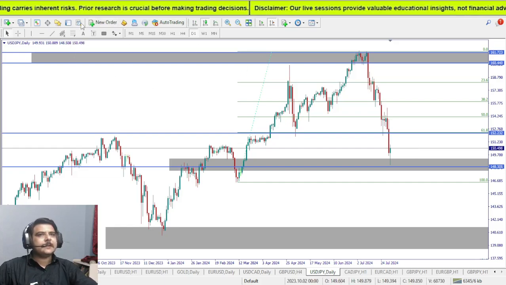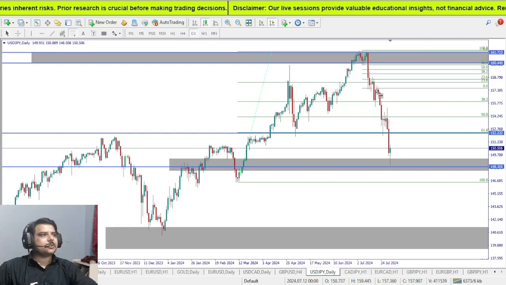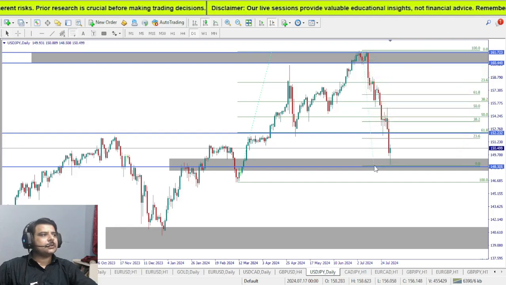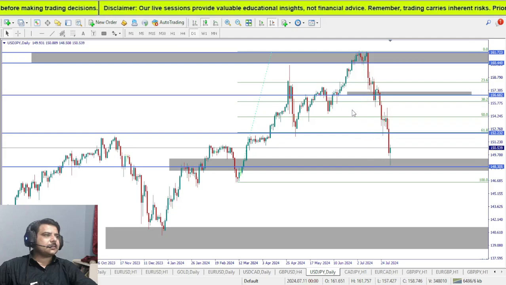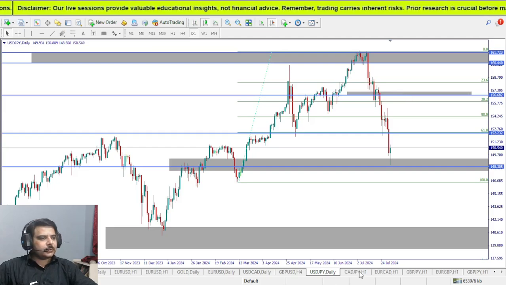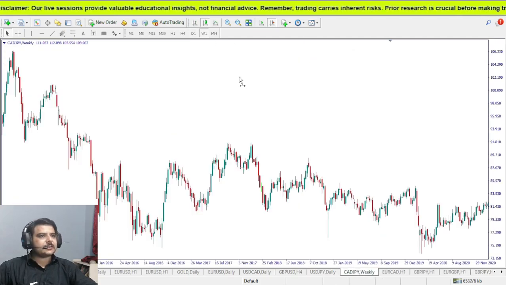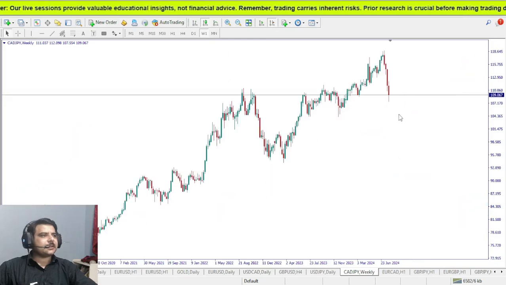And definitely if I draw Fibonacci from top to bottom, and right here if I show you, 61.8% retracement comes right here, so that is going to be the expected resistance tomorrow and today. Remember, tomorrow is a very important news for the dollar as well, so we can see some nice and fantastic wicks tomorrow.